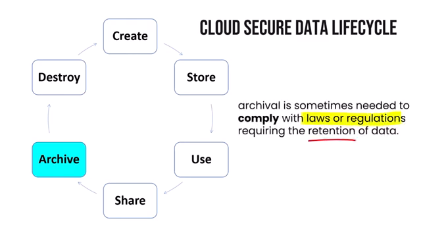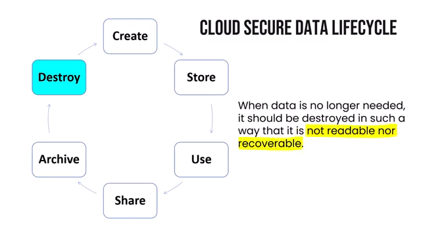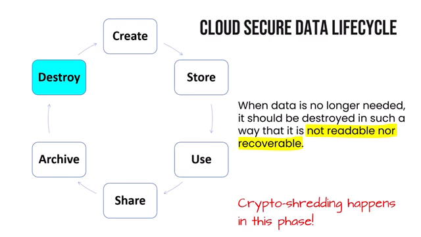Archival is sometimes needed to comply with laws or regulations requiring the retention of data. And the secure data lifecycle ends with destruction. When data is no longer needed, it should be destroyed in such a way that it is not readable nor recoverable. Crypto shredding happens in this phase.